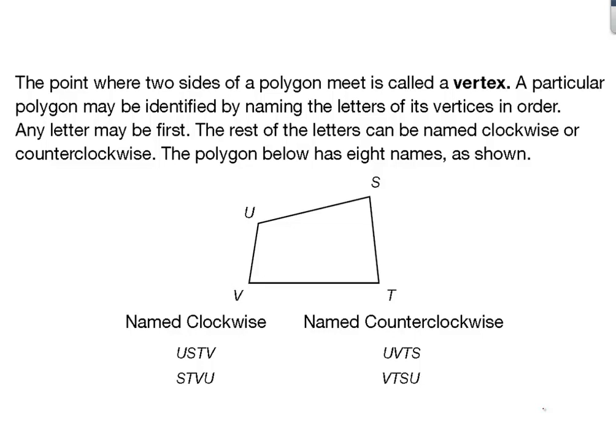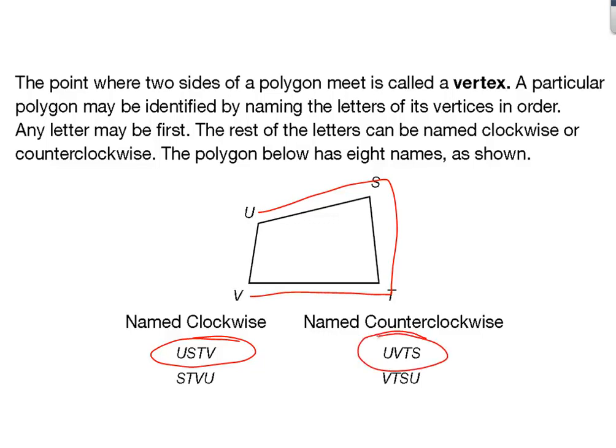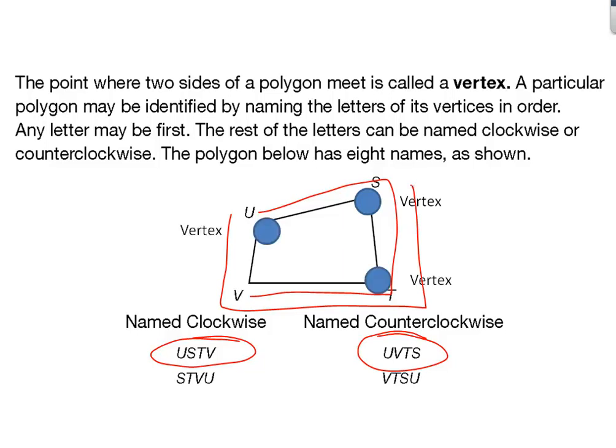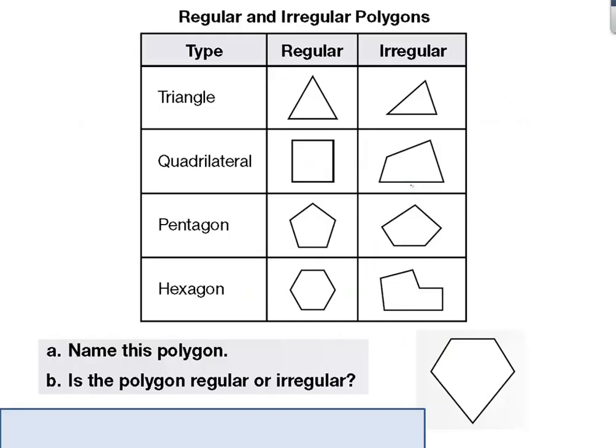So you could describe this polygon as this: USTV going clockwise. Or you could do it counterclockwise, UVTS. Just so you can name them, you keep them in order, either clockwise or counterclockwise. Each one of these is a vertex. All of them, plurally, are called vertices.